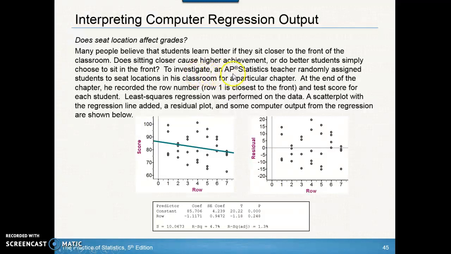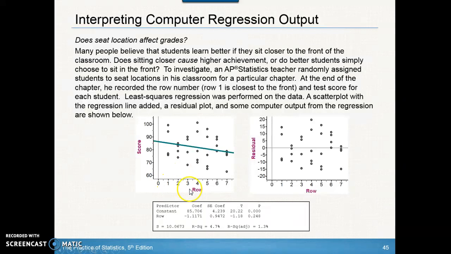To investigate, an AP statistics teacher randomly assigns students to sit in different locations in his classroom for a particular chapter. At the end of the chapter, he recorded the row number, row 1 is closest to the front, and the test score for each student. A least squares regression was performed on the data, a scatter plot with a regression line added, and a residual plot with some computer output from the regression line is shown below.